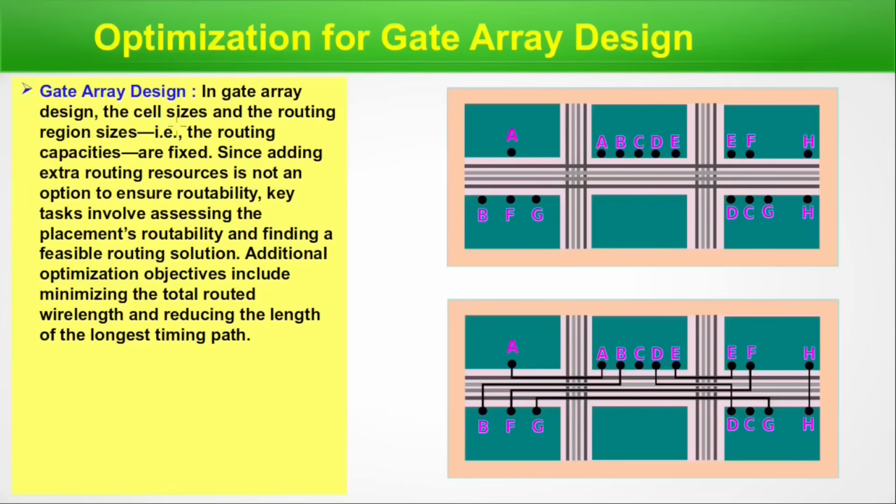So here, cell size and routing region sizes are fixed. We cannot increase them; it comes in a package. Adding extra routing resources is not possible. So the key task involves assessing the placement's routability and finding a feasible routing solution with what is available. Additional optimization objectives include minimizing the total routed wire length and reducing the length of the longest timing path. So this is the optimization for gate array design.